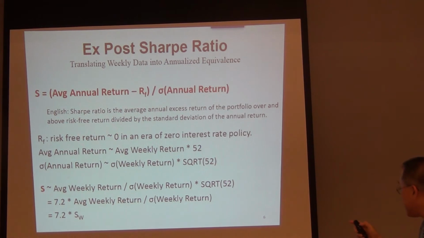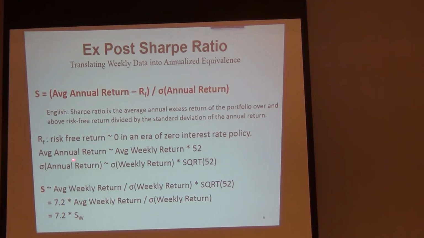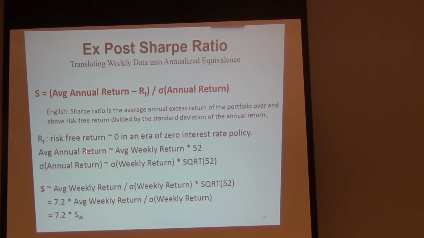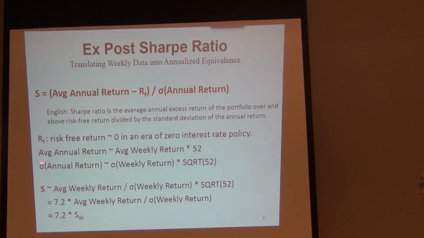So I mentioned that we need to translate the weekly data into annualized equivalents, and all of you know that the Sharpe ratio is annual return minus risk-free return divided by the standard deviation of annual return. Now, obviously, right now, risk-free return is approximately 0, in the era of zero interest rate policy. Average annual return is average weekly return times 52. Now this one does require knowing a bit about statistics. That is, standard deviation of annual return is the standard deviation of the weekly return times the square root of 52.